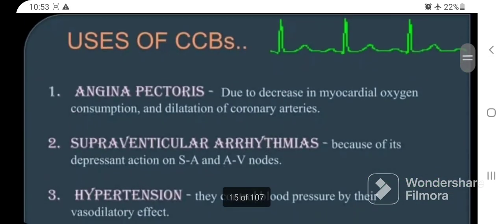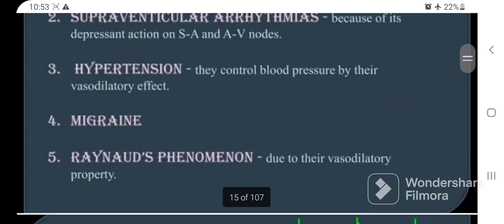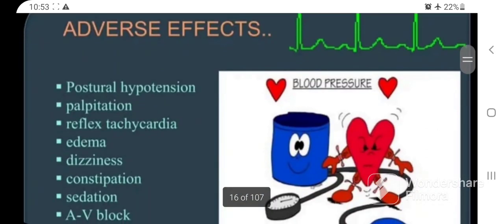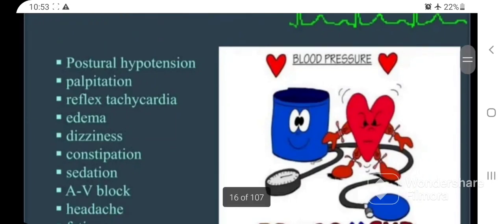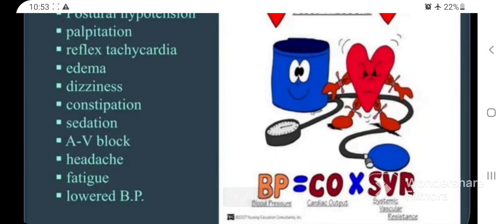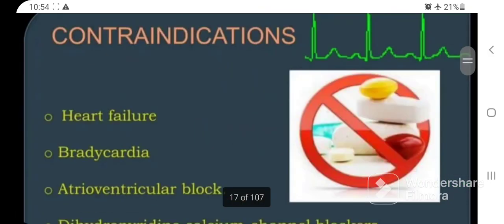Then uses of the CCBs: angina pectoris, supraventricular arrhythmias, hypertension, migraine, then Raynaud's phenomenon. Yes, these are some examples. Adverse effects: postural hypotension, palpitation, reflex tachycardia, edema, dizziness, constipation, sedation, headache, fatigue. If you don't know anything, remember headache, fatigue. If you are giving any type of antihypertensive drug, some patients will suffer from a sudden fall in BP, so you can write that side effect. Edema is also common, dizziness is also common.